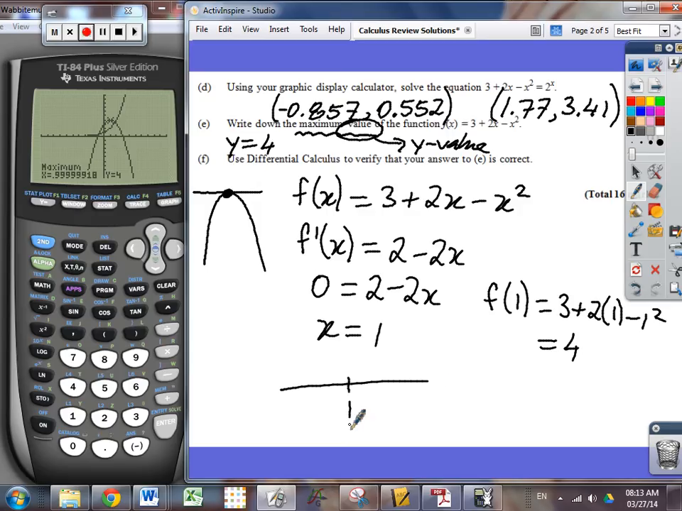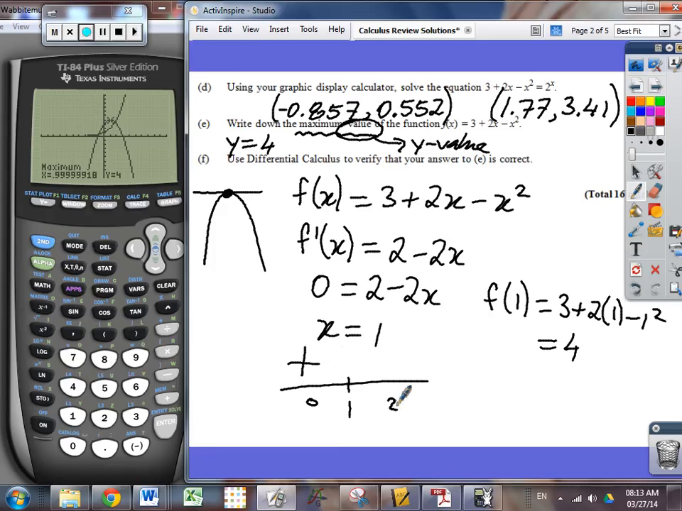So let's put our stationary point down on our number line, and then we're going to test some value over here, like maybe 0, and we'll test some value over here, maybe 2, and we'll substitute those values into the derivative expression to find out if the derivative is positive or negative, meaning that the function is increasing or decreasing. If I substitute in 0 into my derivative, I get 2 minus 0, that equals 2, that is a positive value.